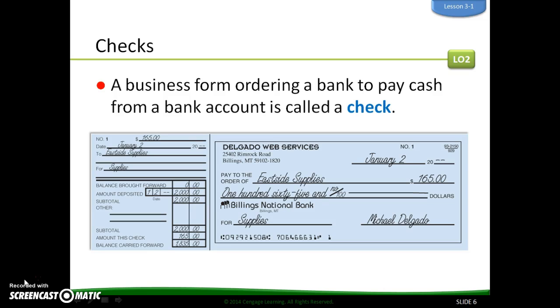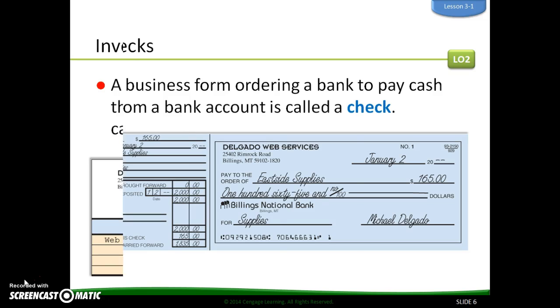And a check is just a business form that orders the bank to pay cash from a bank account to a provider. In the example we're looking at, Delgado Web Services is issuing a payment to East Side Supplies for $165. You can see over on the left is the receipt part of the check that indicates the amount that is in the account, the $2,000. And then we're subtracting the $165 so that you can see the balance in the checking account according to the check register, and then you also see the actual check as it's written on January 2nd.